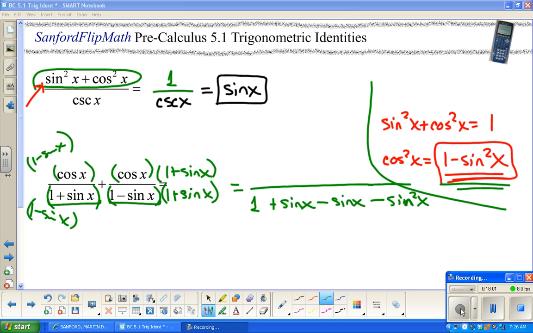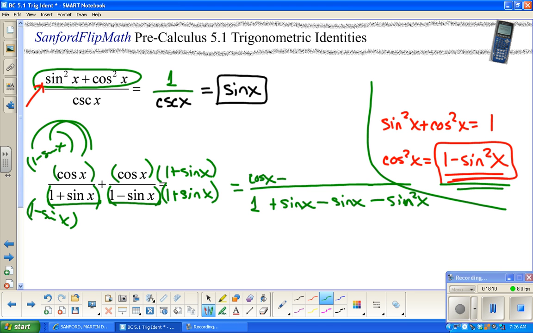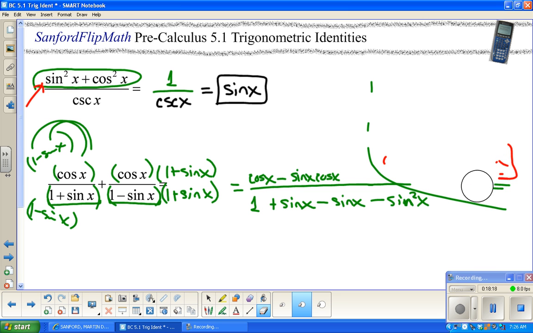On the top, we got a bunch of distributing to do. So 1 minus sine times cosine, that's all of this stuff. This is going to be cosine minus sine x cosine x. I'm going to run out of room. Tell you what, I don't really need this anymore. So we'll just get rid of it. Okay.